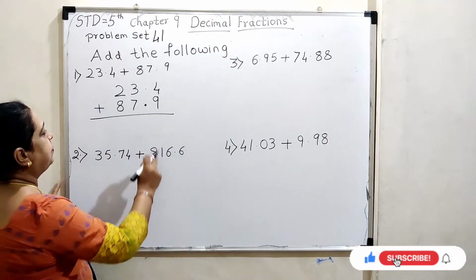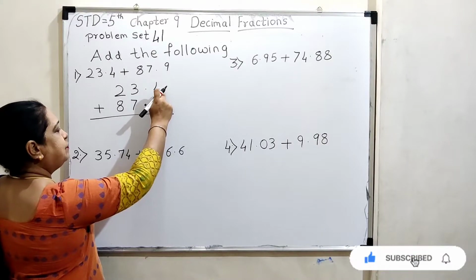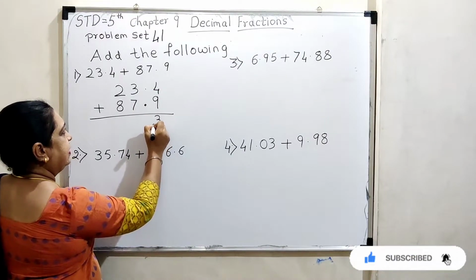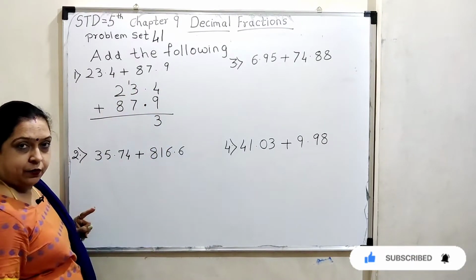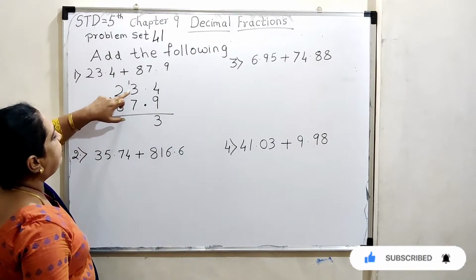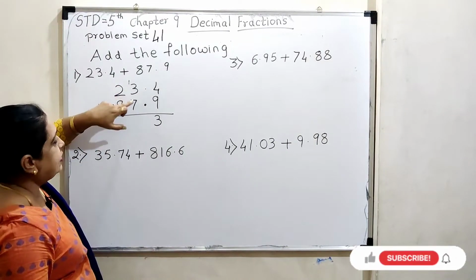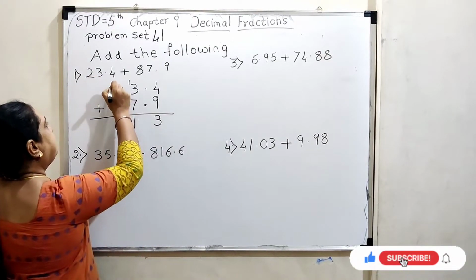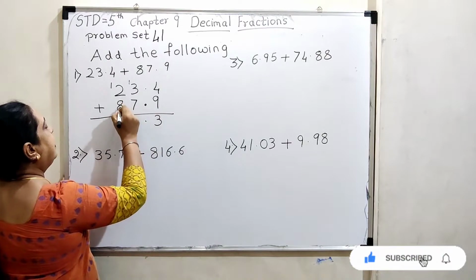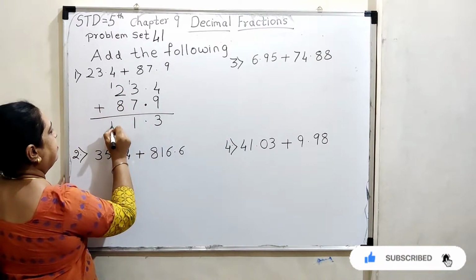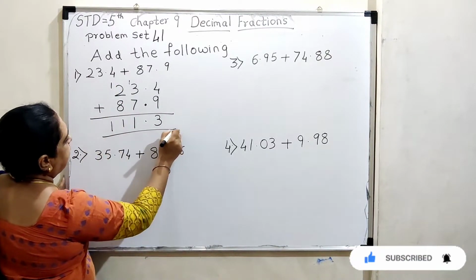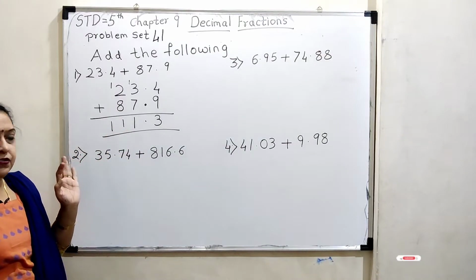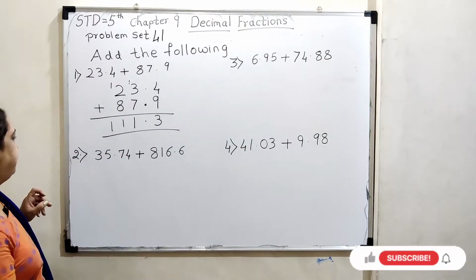So, 9 plus 4 is how much? 13. 3, carry 1. 7 and 3 plus 1. 7 and 3, 10, plus 1, 11. 8, 9, 10, 11. Understood?